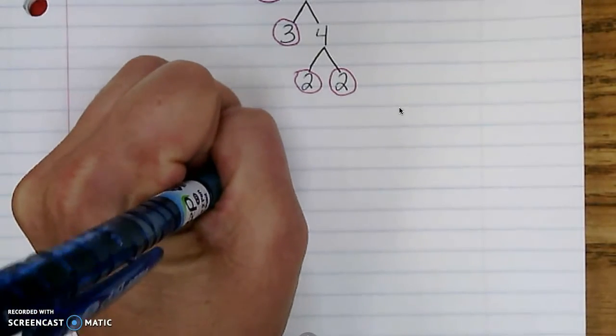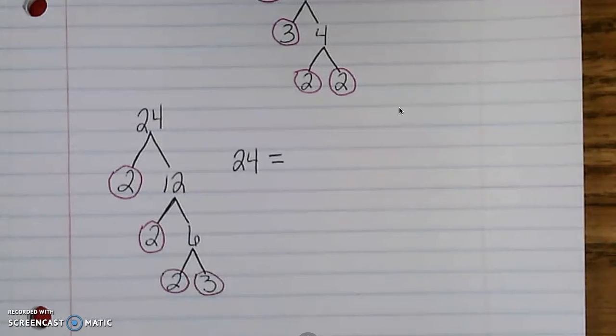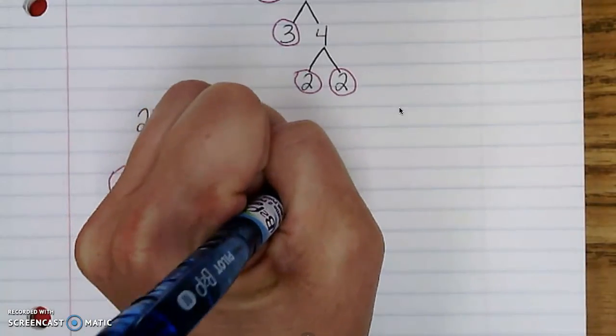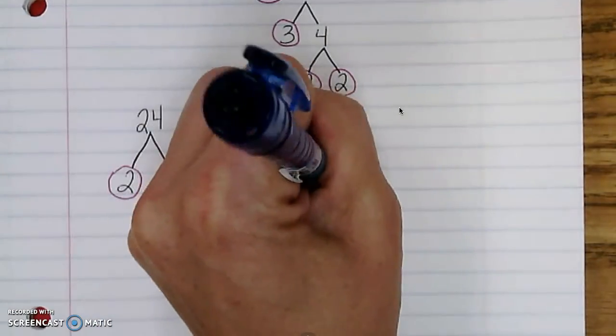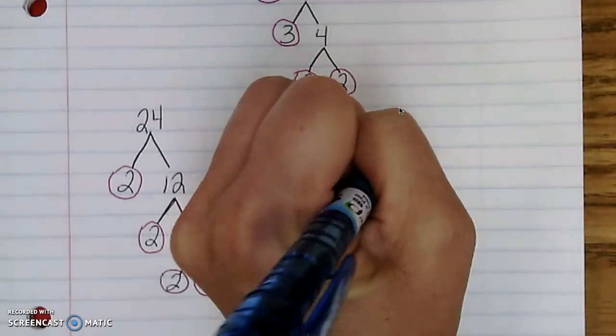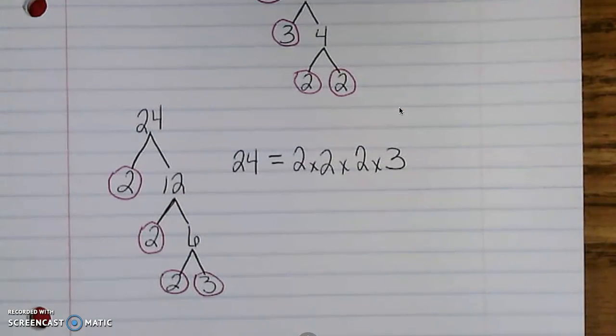So I'm going to say that 24 equals. Again, I need to write them in order from least to greatest. So I have 2 times 2 times 2 times 3. And that is how you find the prime factorization of numbers.